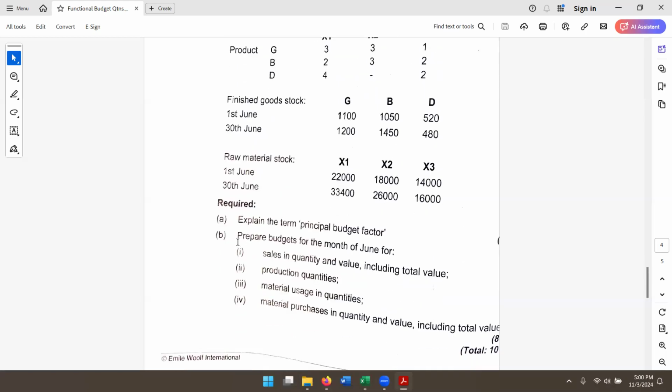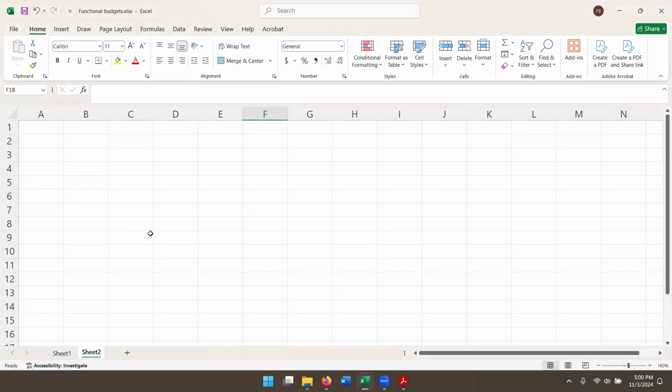Explain the term principal budget factor. Then prepare budgets for the following for the month of June: one, sales in quantity and in value, production quantity, material usage, and the material purchases. All right, quickly, let's start. So the first one will be the sales budget.